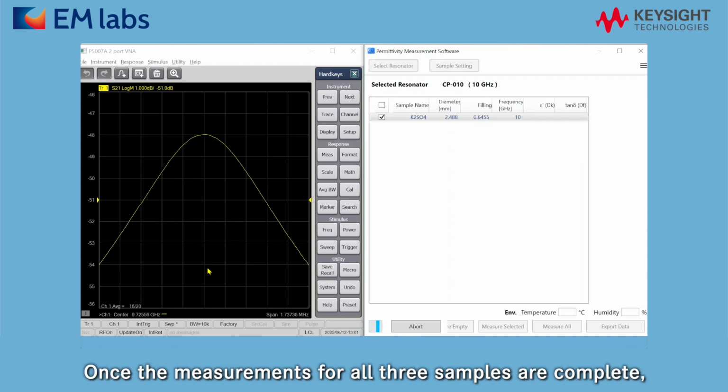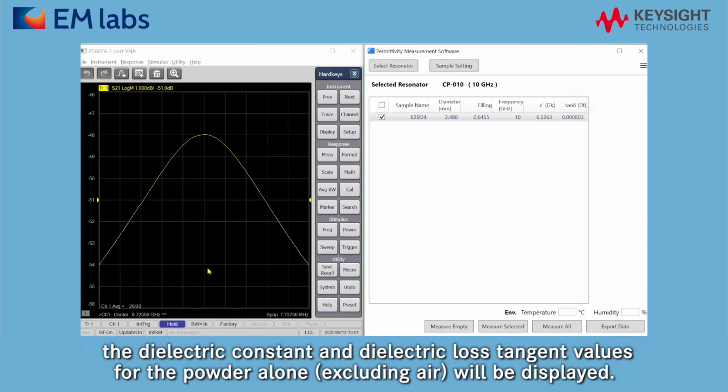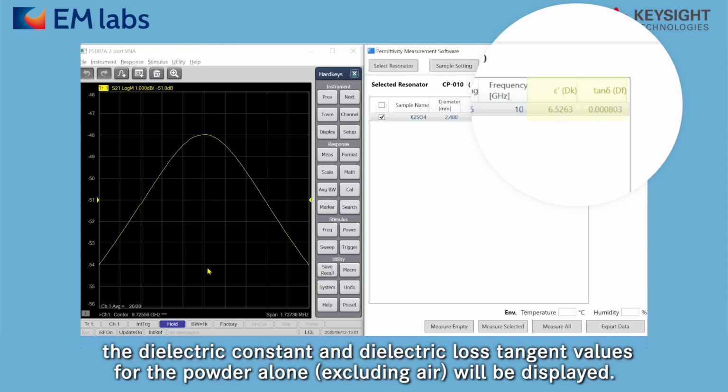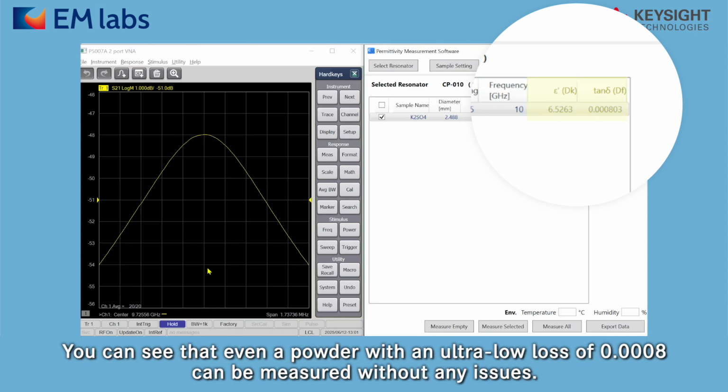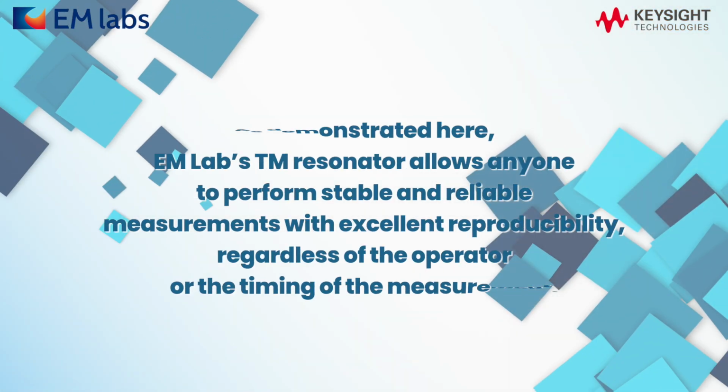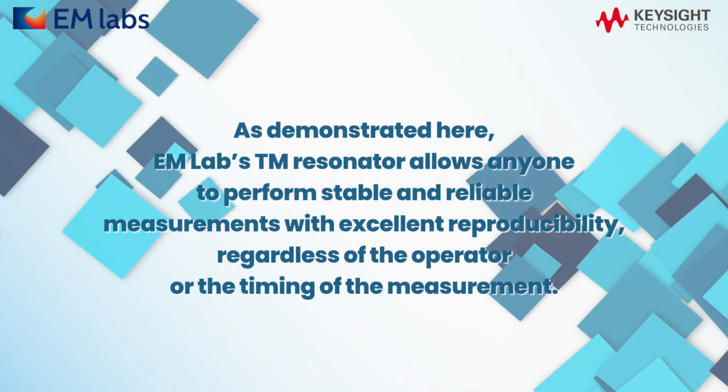Once the measurements for all 3 positions are complete, the dielectric constant and dielectric loss tangent values for the powder alone will be displayed. You can see that even a powder with an ultra-low loss of 0.0008 can be measured without any issues. As demonstrated here, EM Lab's TM Resonator allows anyone to perform stable and reliable measurements with excellent reproducibility, regardless of the operator or the timing of the measurement.